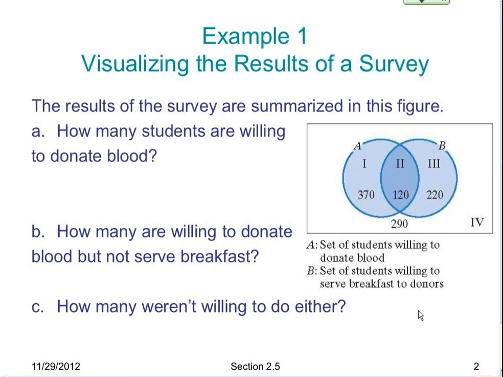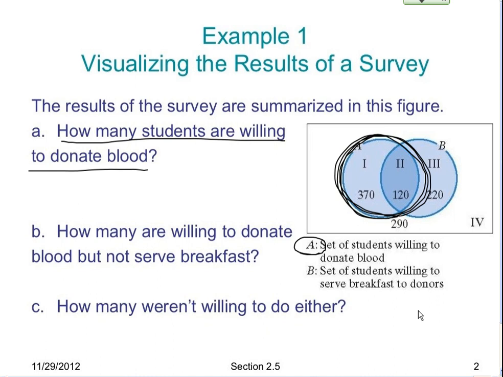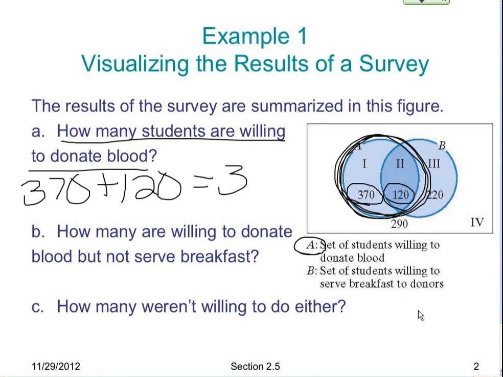First question is, how many students are willing to donate blood? So that's set A, donate blood people, anything inside this circle. So we have 370 here, but we also have the 120 over here. So 370 plus the 120 gives us 490 students, I can't add today, 490 students that are willing to donate blood.